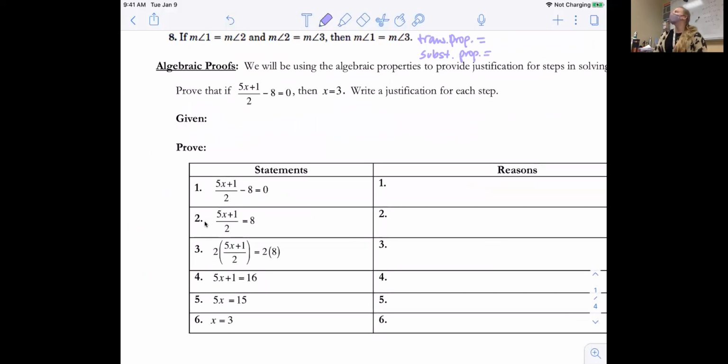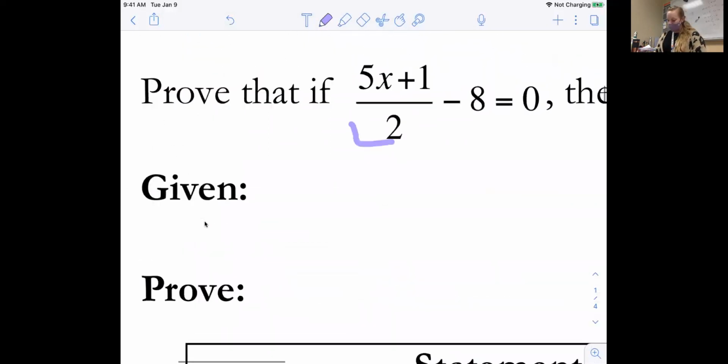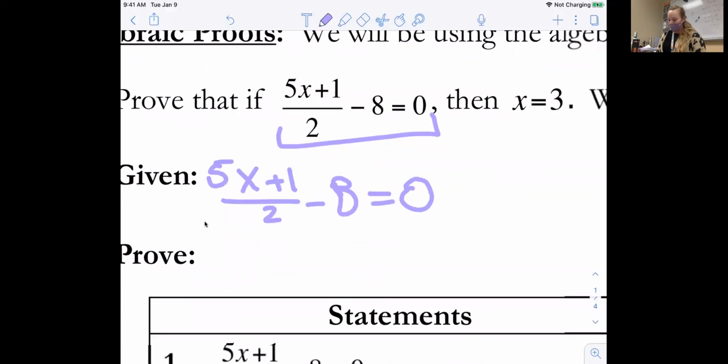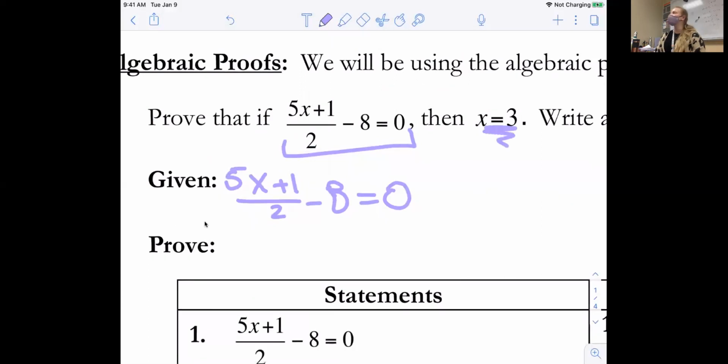Okay, so it says we're using algebraic properties. Prove that if 5x plus 1 over 2 minus 8 equals 0, then x equals 3. My given is the equation that I'm solving. I'm going to rewrite this equation right here in my given: 5x plus 1 over 2 minus 8 equals 0. And then what I'm proving is that x equals 3. It says prove that if, then x equals 3. I want to end with x equals 3. All I'm doing is solving this equation.